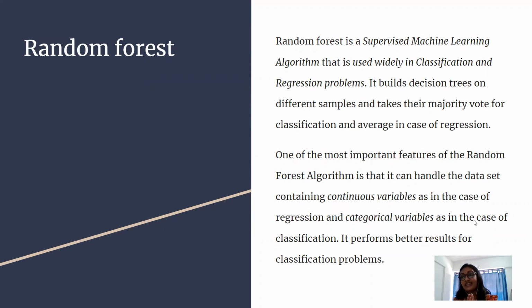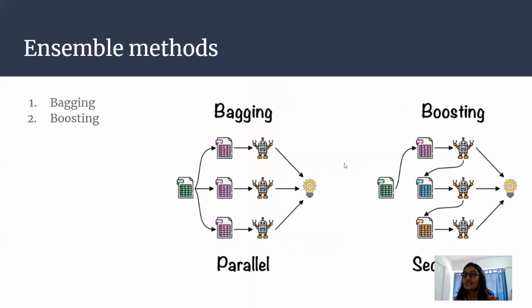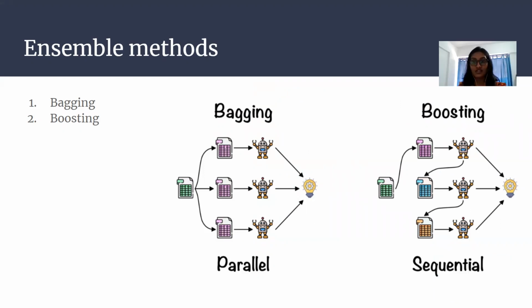So before understanding the working of random forest, we must look into the ensemble techniques. Now the word ensemble simply means that we are combining multiple models. Thus, a collection of models is used to make predictions rather than an individual model. Now, there are two ensemble techniques which you can see over here. One is bagging and the other is boosting.